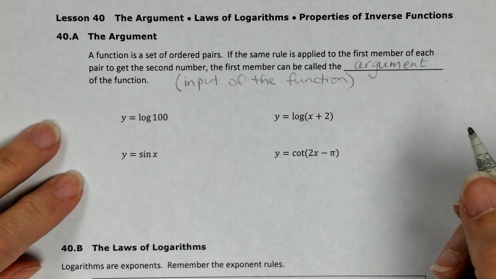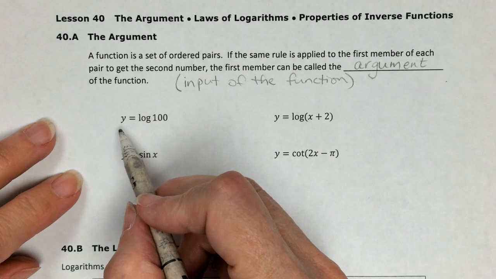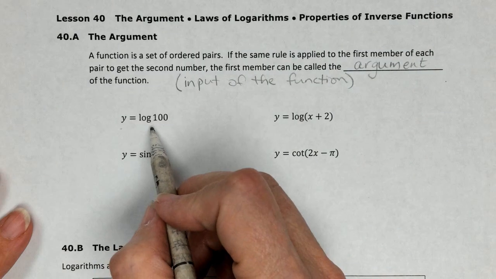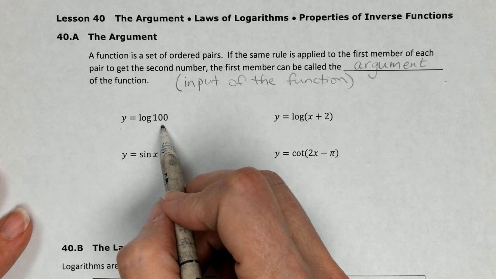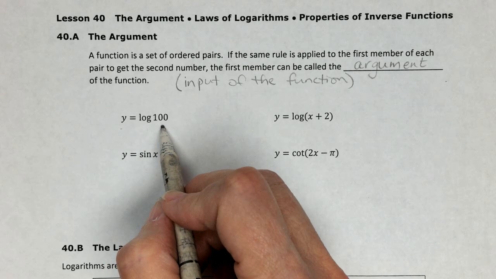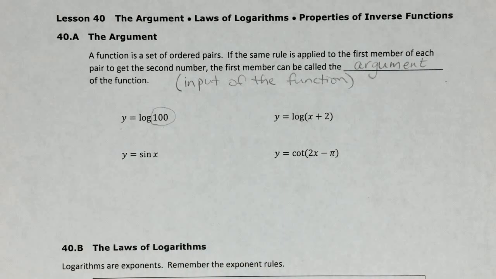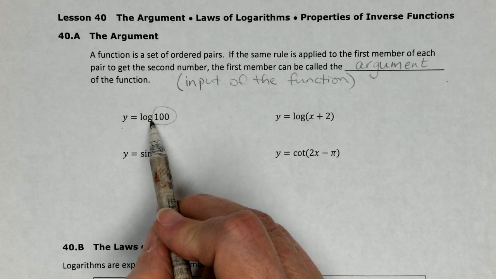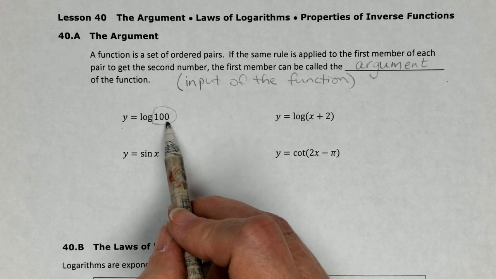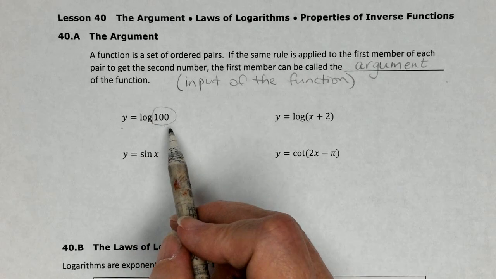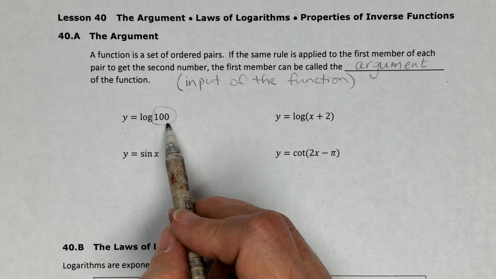Here we have some other functions. Y, or f of x, equals the logarithm of 100. Log of 100. 100 is the argument. That's what you're putting into that function, and then you could evaluate that and find out what y equals. Log, when there's no base written, is base 10, so 10 to the what equals 100. This would be 2. Y would always equal 2 for that, whenever the argument is 100.